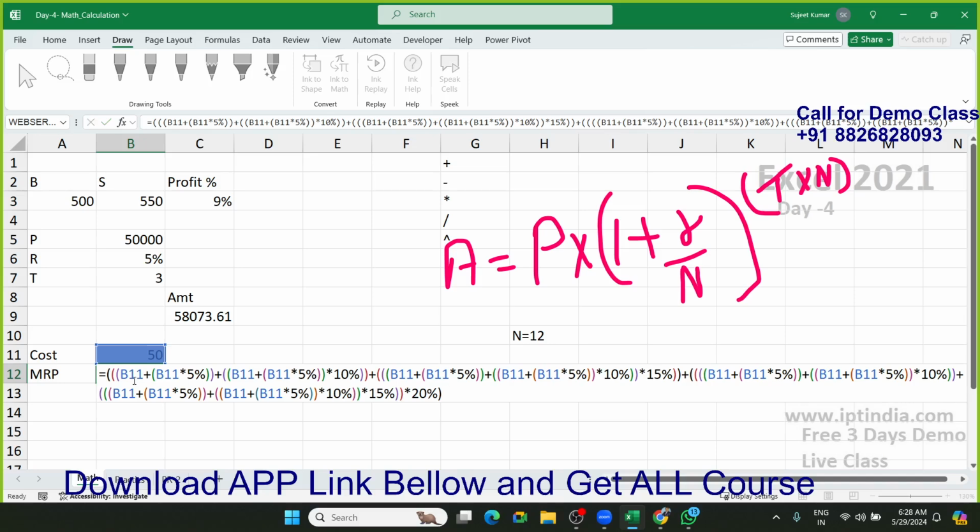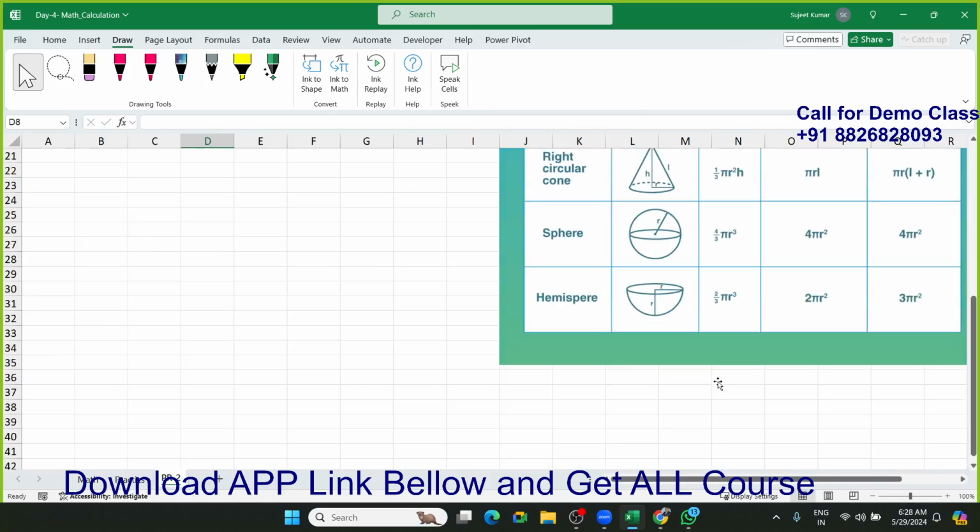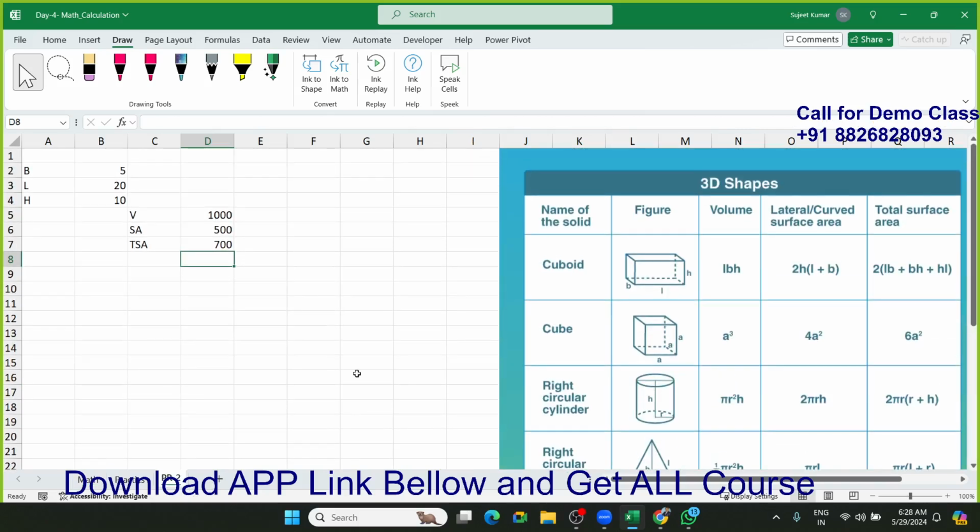Okay, so now, time to practice. How can you practice? I have shared some mathematical formulas in the practice sheet. So this is the equation. This is the cuboid figure, and in the figure, BLH: B for base, L for length, H for height.